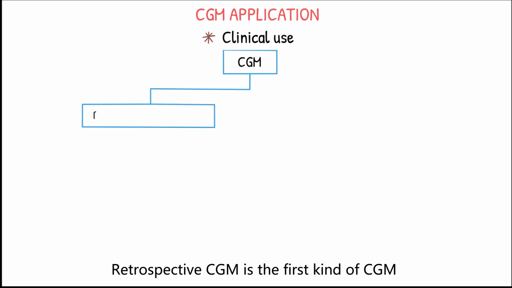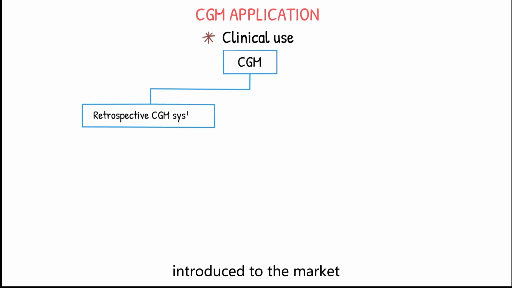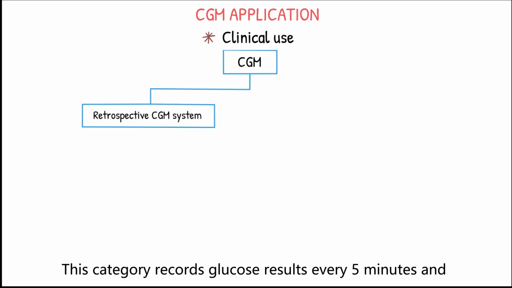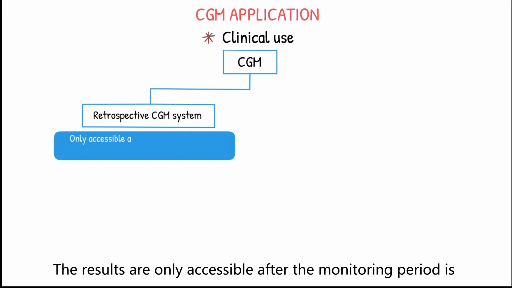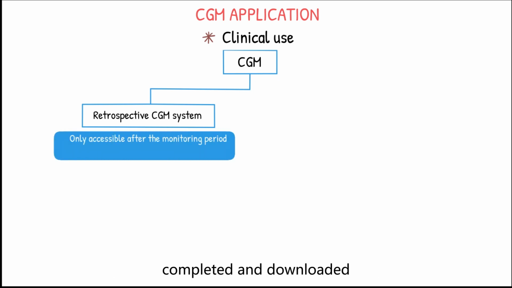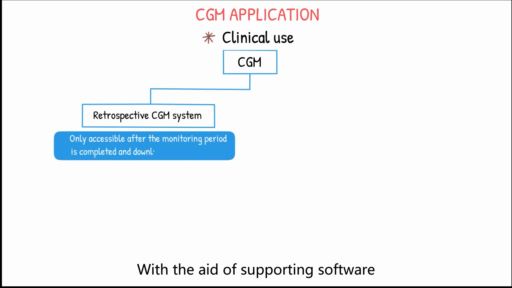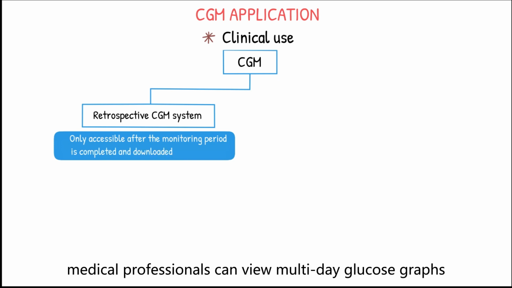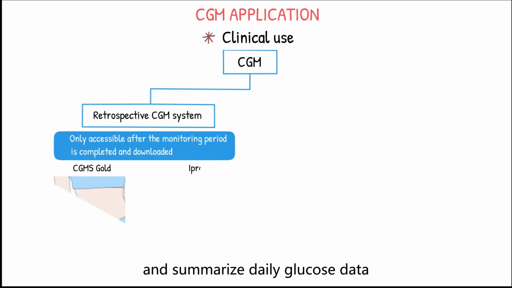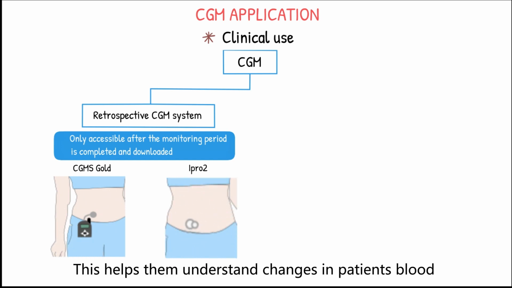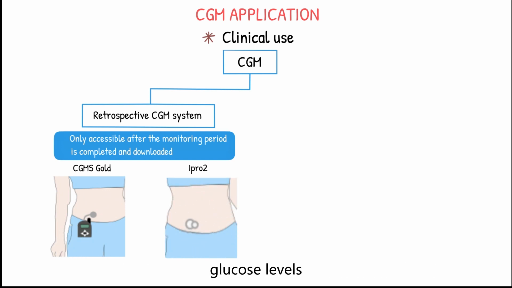Retrospective CGM is the first kind of CGM introduced to the market. This category records glucose results every 5 minutes and allows continuous monitoring for up to 3 days. The results are only accessible after the monitoring period is completed and downloaded. With the aid of supporting software, medical professionals can view multi-day glucose graphs, analyze fluctuation trends, and summarize daily glucose data. This helps them understand changes in the patient's blood glucose levels.